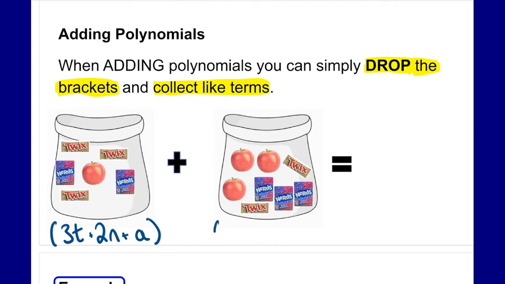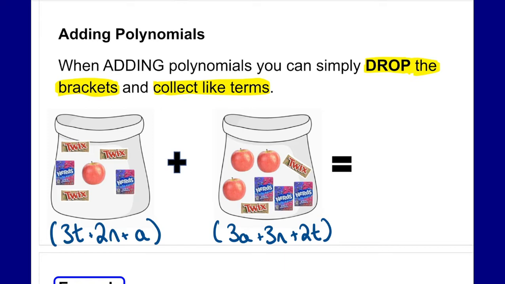In the second bag, we have 3 apples plus 3 nerds plus 2 Twix. You may ask, why did you write them in a different order? When we're adding the items, it doesn't really matter what order we put them in, because they still exist there. They're still positive in this example. So it doesn't really matter what order we put them in when we're adding.